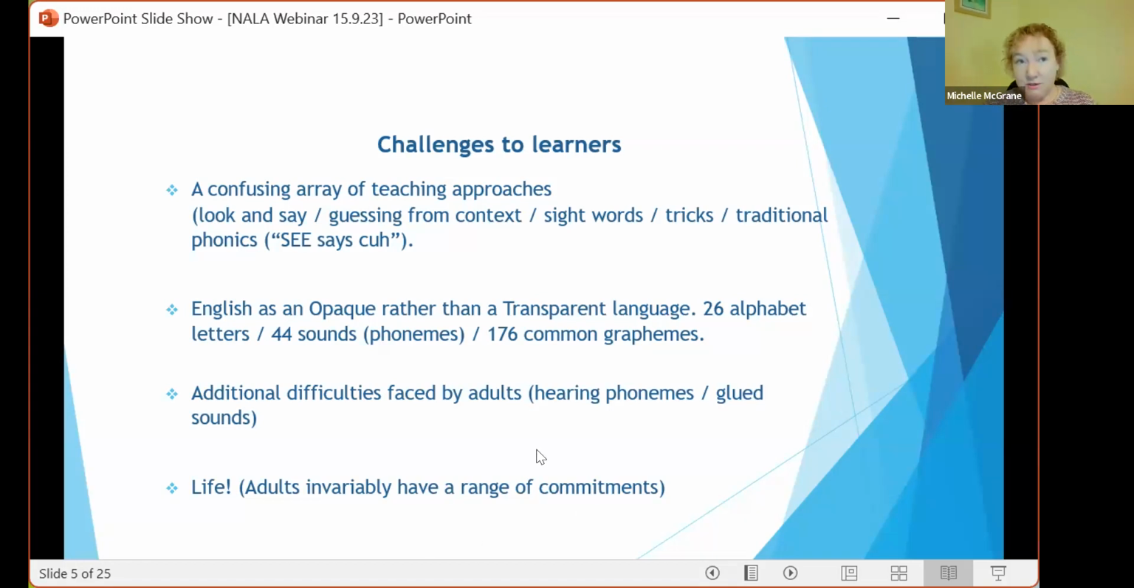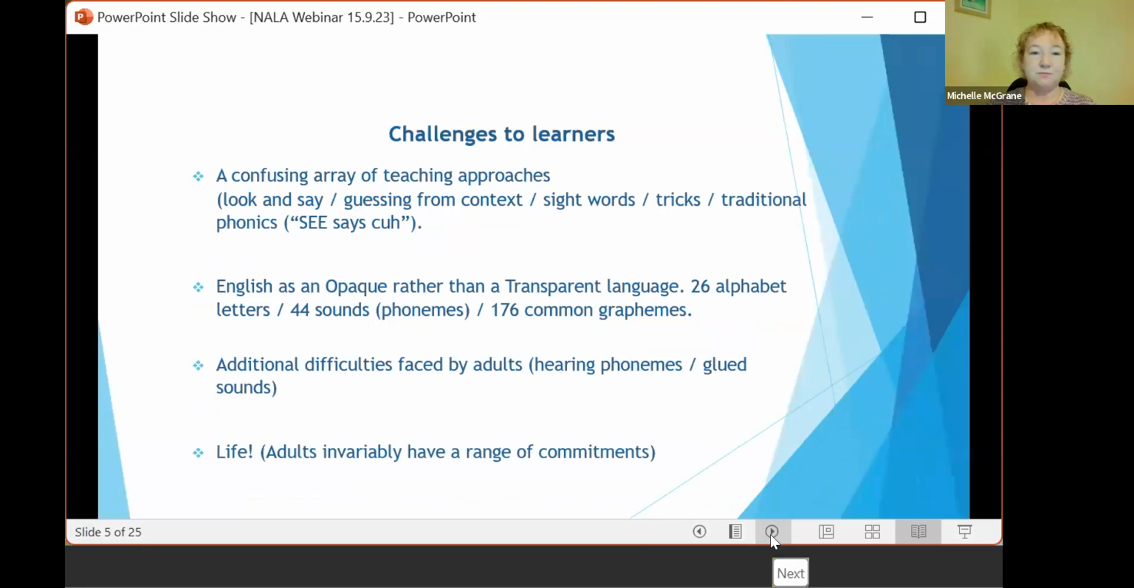And as if all of that wasn't difficult enough, adults, of course, have to deal with real life, which invariably means a plethora of commitments, problems. Many of our learners would have social issues, social problems. They might have financial issues. They often have jobs, families, scheduling issues, and so on and so forth. And so, when you consider all of these different issues together, I think we can say that they really are facing quite a lot of challenges.